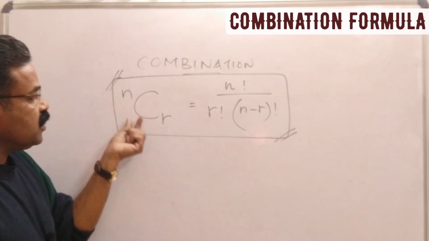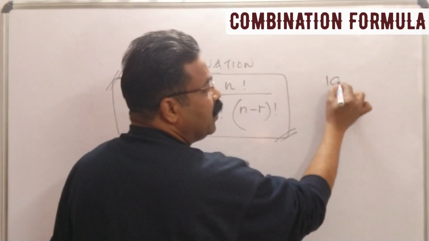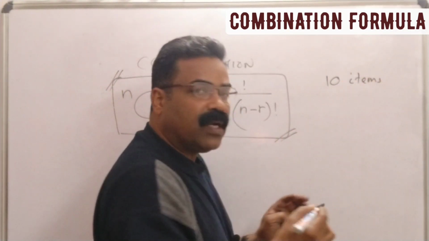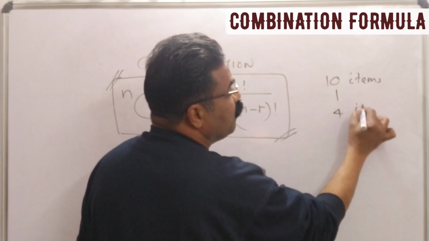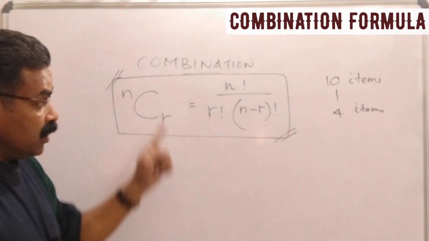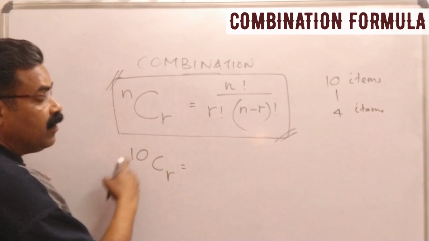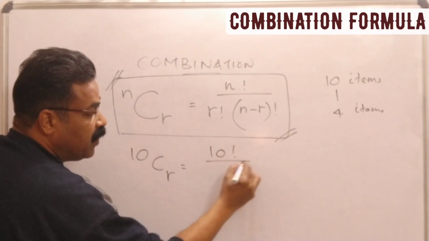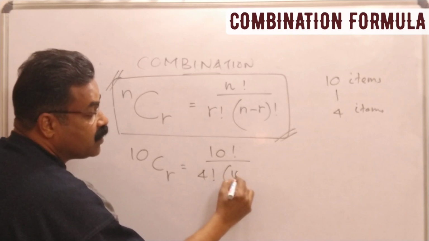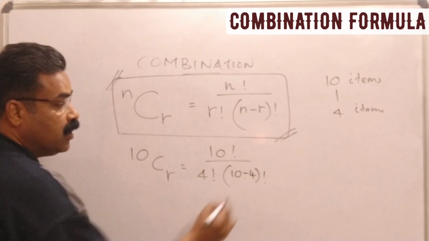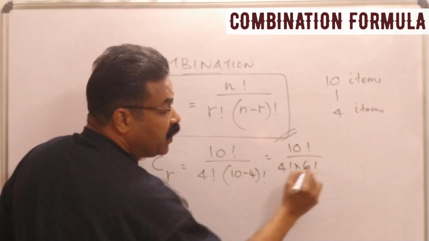So again, nCr: how many different combinations you can make if in total you have 10 items, or 10 digits, 10 words, 10 letters, whatever. Out of that you are taking 4 at a time. So what will come? 10C4. 10C4 is equal to n factorial, that is 10 factorial, divided by 4 factorial into n minus r, that is 10 minus 4 factorial. So this will become 10 factorial divided by 4 factorial into 6 factorial.